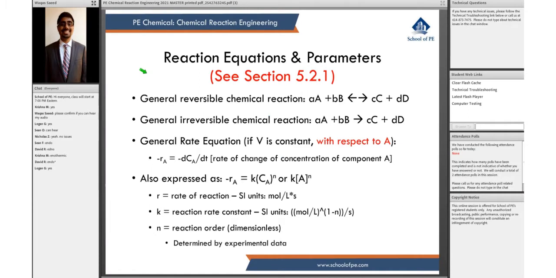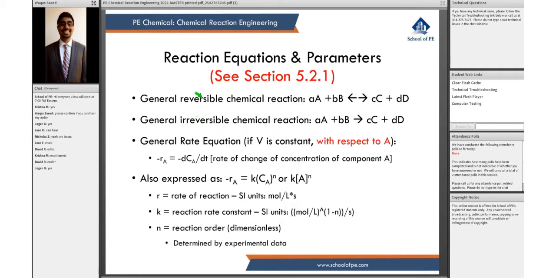Okay, so in section 5.2.1 of your reference handbook, this is the first slide where I'm referencing the reference handbook. You'll see the standard form of a chemical reaction and some standard equations.